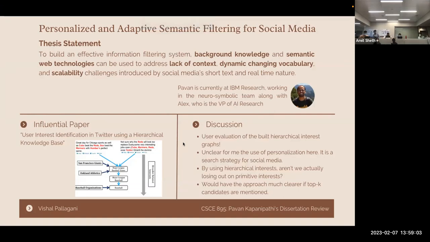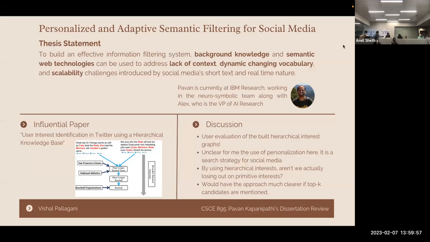Today I'll be talking about Pavan's dissertation, and his dissertation is titled "Personalized and Adaptive Semantic Filtering of Social Media." Looking at the thesis statement, I think it's very well crafted: to build an effective information filtering system, background knowledge and semantic web technologies can be used to address lack of context, dynamic changing vocabulary, and scalability challenges introduced by social media's short text and real-time nature. Here, by social media, he's referring to only Twitter. The three problems he identifies are lack of context, dynamic changing vocabulary, and scalability, and he motivates them with good examples.